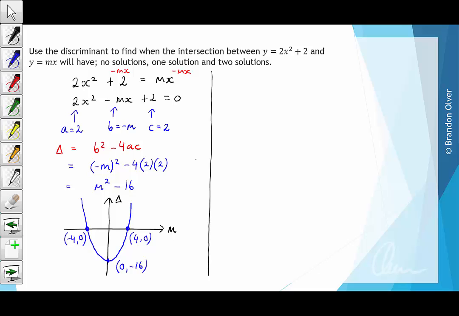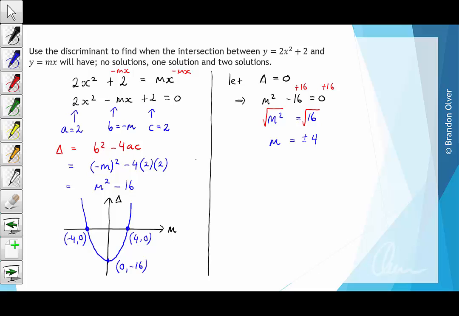So the most important thing is to work out when the discriminant is 0, and then we can work out the intervals where it's greater than 0 and less than 0. So we're going to let delta equal 0, which implies that m squared minus 16 is equal to 0. So plus 16 to both sides, and we get m squared is equal to 16. And now if we take the square root of both sides, we get m is equal to plus or minus 4. So 4 squared and negative 4 squared both give 16.